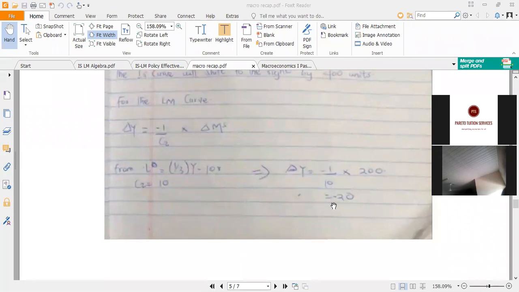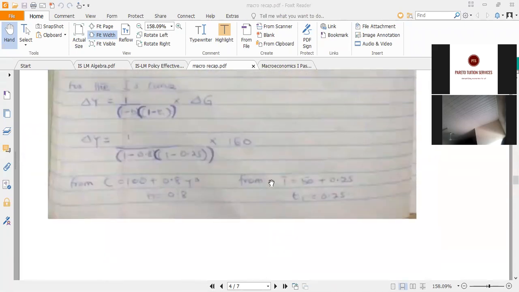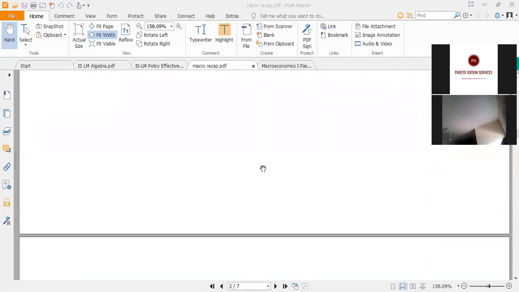If you want to know the change in IS, it is K times the change in G or the change in T. If you want the change in LM, then it's minus 1 over C2 times the change in the money supply. So this is for the C. Kwame, your hand is still up.